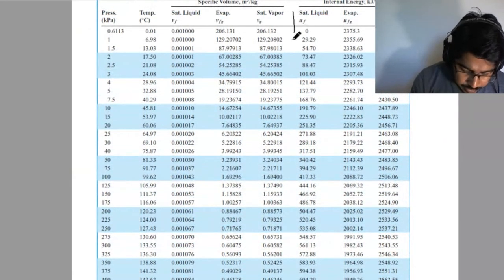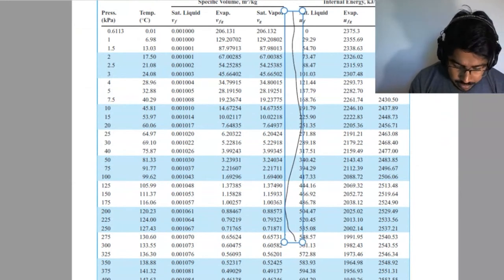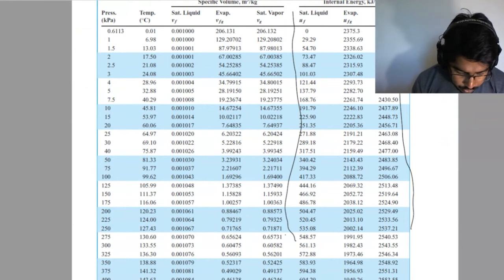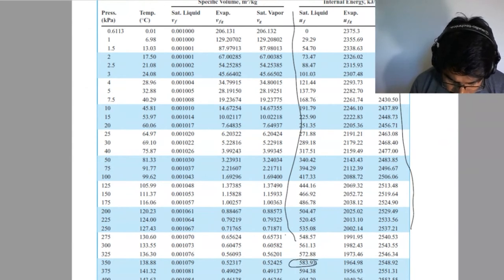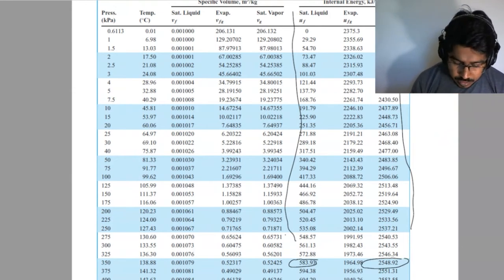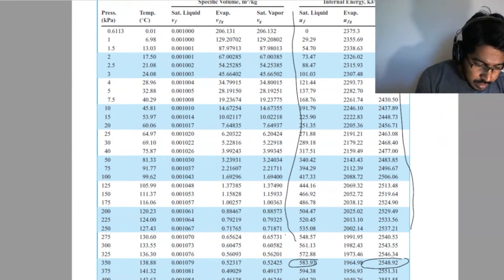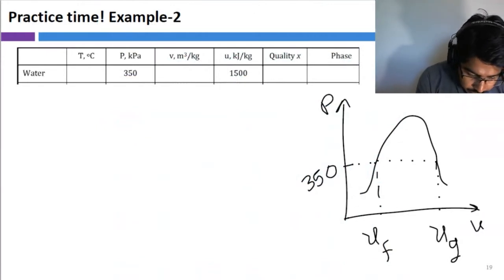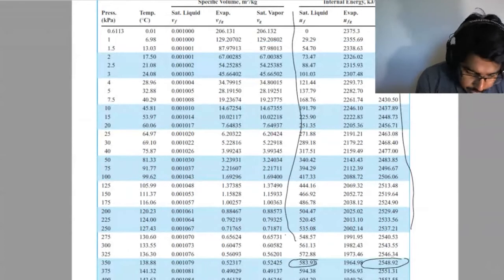So the UF column is this one, and the UG column is this one, right? So our pressure is 350. Our UF is 583.93 and UG is 2548, right? So that means UF is going to be, sorry, my bad, I forgot it, 583, let's say.